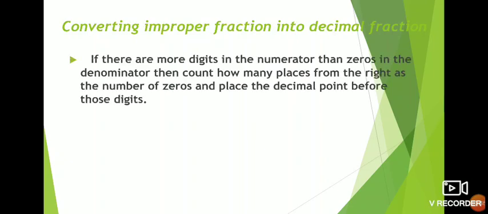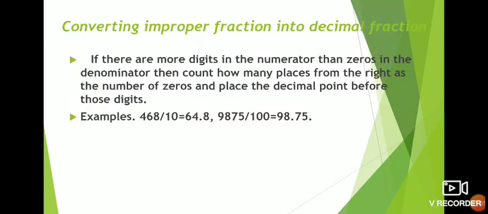What is the first rule? See, if there are more digits in the numerator than the zeros in the denominator, then count how many places from the right as the number of zeros and place the decimal point before those digits. Means what? See here, one example I'll show you. 468 upon 10 is equal to 46.8. Means here there are more digits in the numerator.